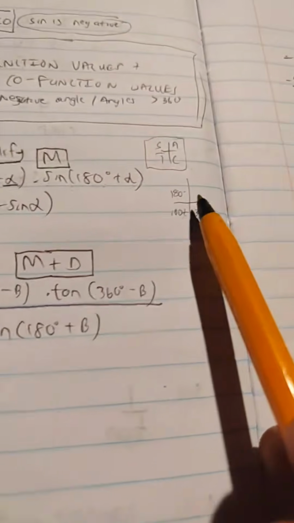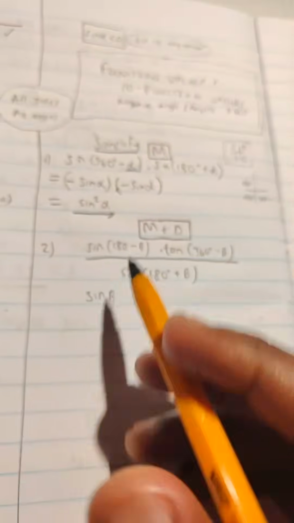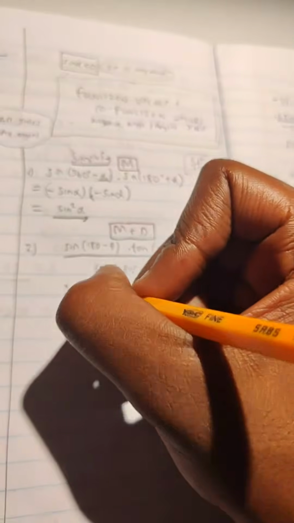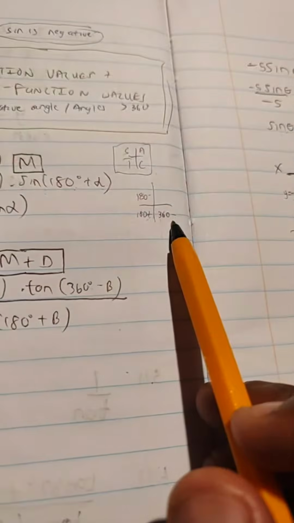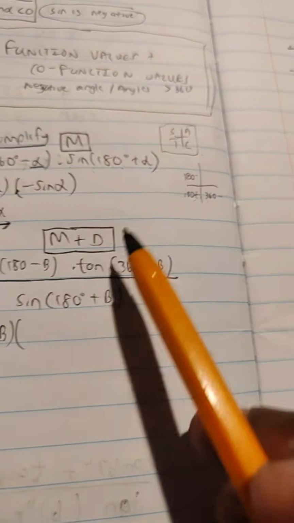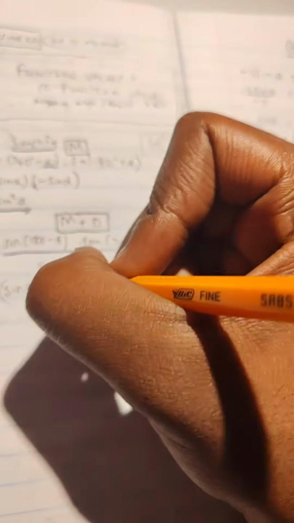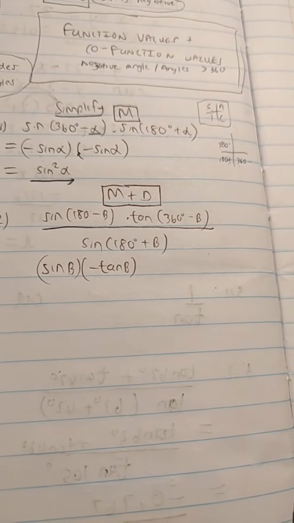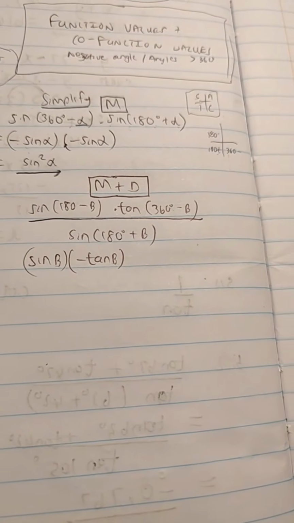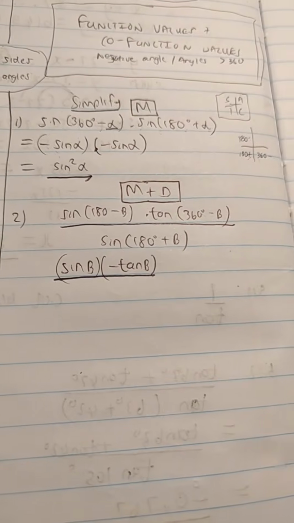180 minus is in which quadrant? It is in the second quadrant. How is sine there? Sine is positive, so it's positive sine b. Tan 360 minus b. 360 minus is in the fourth quadrant. How is tan there? Tan is negative, so we say negative tan b. In the fourth quadrant, tan is negative, so we say negative the trig ratio and the acute angle.